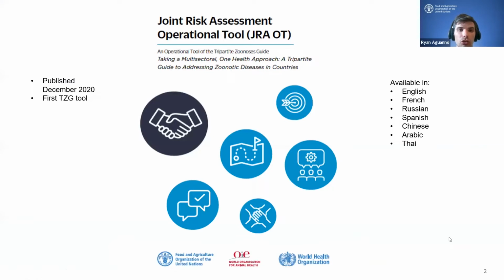First, I wanted to introduce you to the joint risk assessment operational tool. I'm going to be using two of the same terms, basically: joint risk assessment and the joint risk assessment operational tool. Joint risk assessment is a process of performing a multisectoral risk assessment. But the actual tool we've created is the physical tool itself. The operational tool was published in December 2020. It was the first tool within the Tripartite Zoonoses Guide, and it's now available in the languages you can see on the right side of the screen: the six UN languages, plus officially translated into Thai.